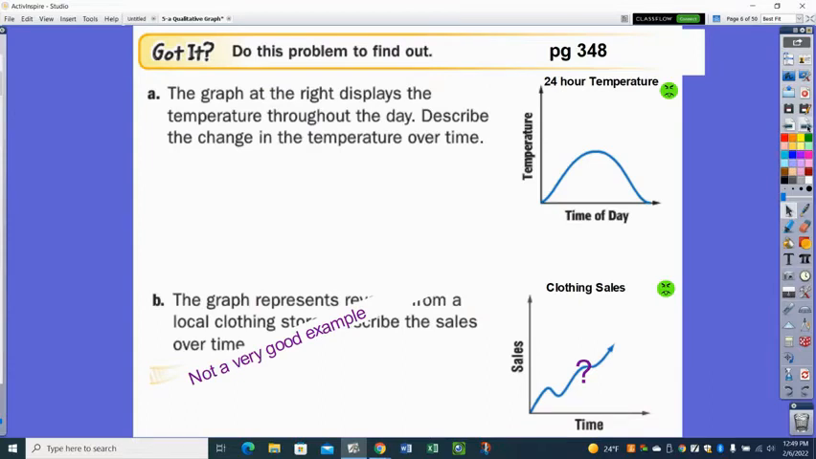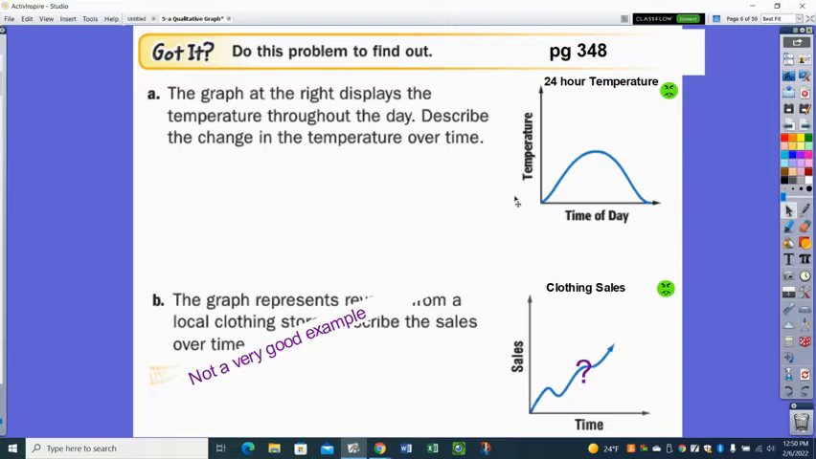So take a look. We're not even going to look at B. It's kind of a horrible example. So you're going to see I just kind of crossed it off. But in A, the graph at the right displays the temperature throughout the day. Again, Mr. Yuck's there because there's no title. So, if I had just put that title in, I could actually, without even reading this, kind of know what's going on. So I slid that title in. So the graph at the right displays the temperature throughout the day. Describe the change in the temperature over time.